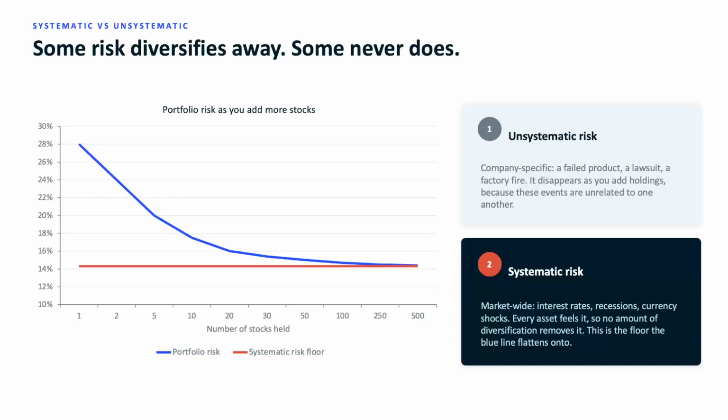Now, the part that never disappears is the systematic risk. Interest rates move, a recession arrives, currency shocks, inflation, every asset feels these. There is nowhere to hide, so no amount of diversification removes them. We also call it the non-diversifiable risk or the market risk. And in this graph, the red floor is the systematic risk, and it's a permanent risk. No effort that you put in could help you remove it.